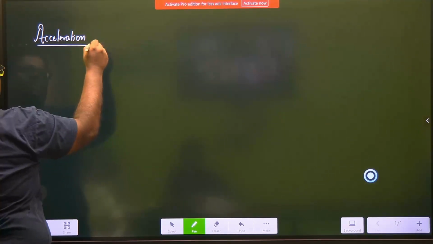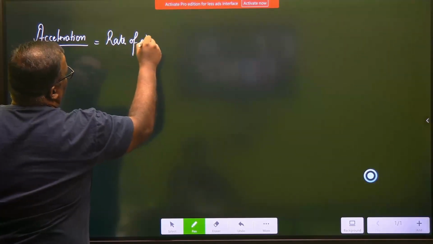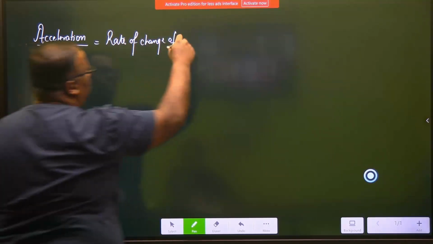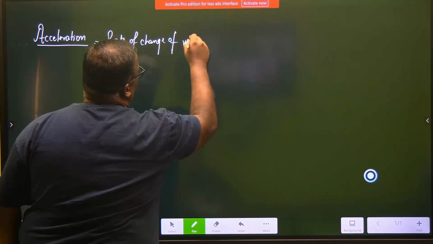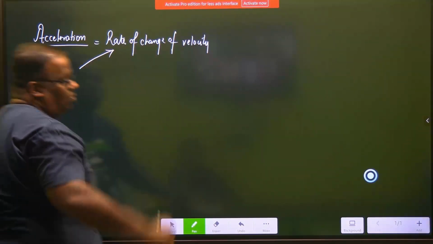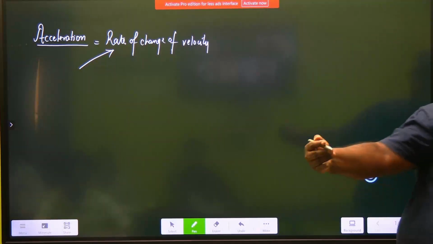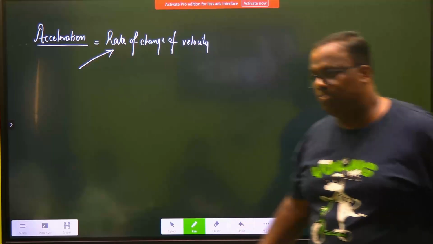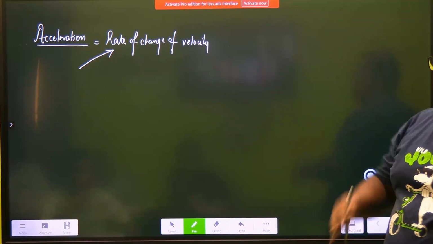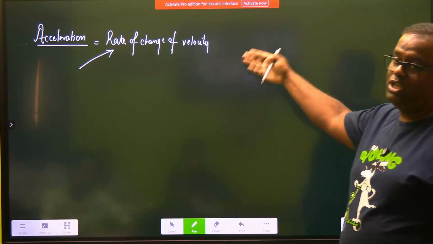Acceleration is defined as rate of change of velocity. These are tough topics. Mugging up will not help you. Rate of change of velocity. Children, whenever we say the word rate, there is always a time component involved. Rate of interest: what is the interest per annum? What is the rate at which you will be working? So many dollars or money per hour I'll be working. Rate means time is involved. This is rate of change of velocity.